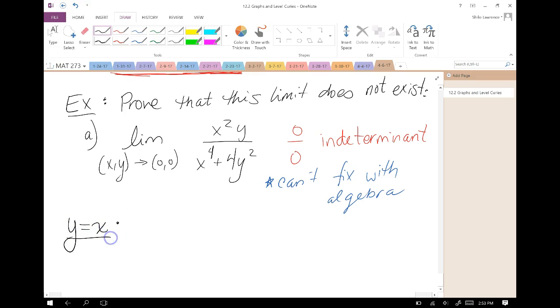So we replace x with y. You could either replace all the y's with x's or you could replace all the x's with y's. It's up to you.